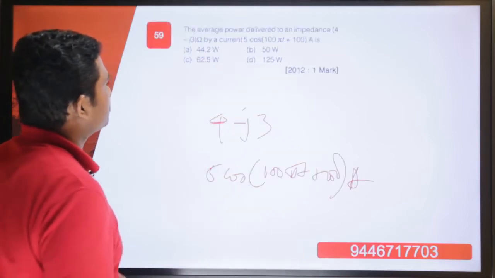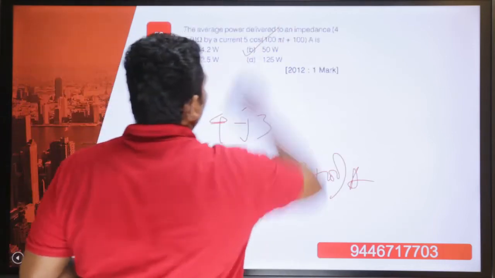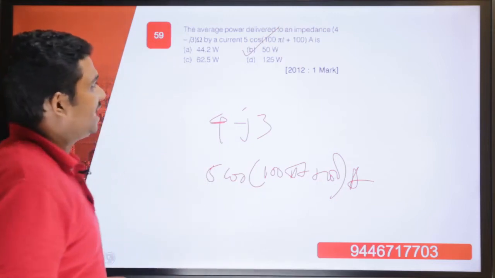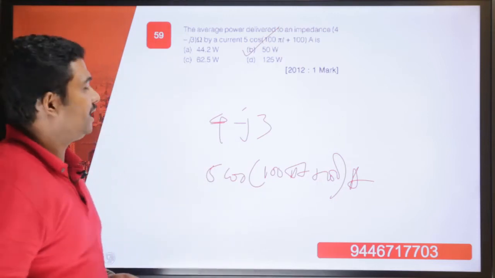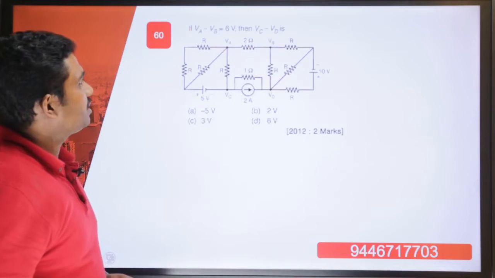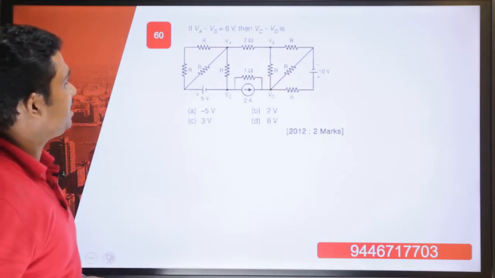So what is our answer choice? Our answer choice is option B, 50 watts, for question number 59. Now moving into the next question, question number 60.